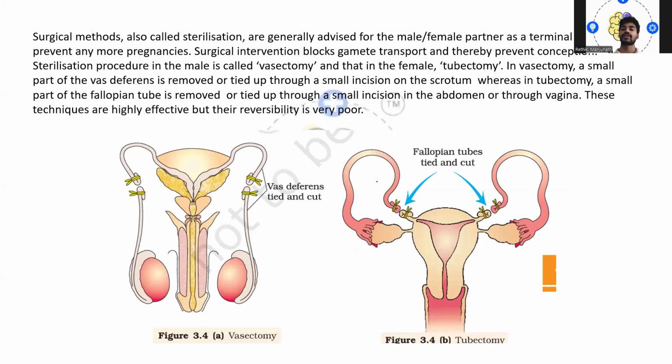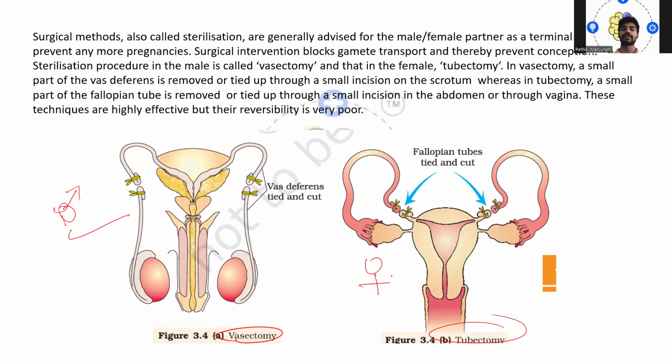Then we have the surgical method. In the surgical method, what happens? We have two. One is vasectomy, another one is tubectomy. Vasectomy is normally used in the male, and tubectomy is normally used in the female.